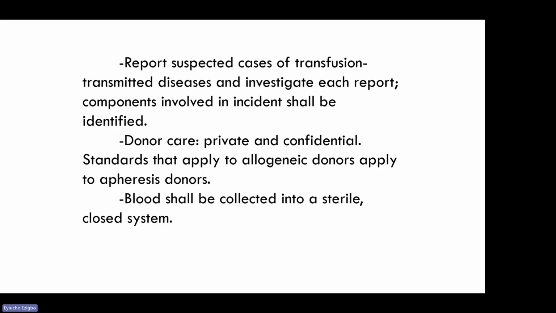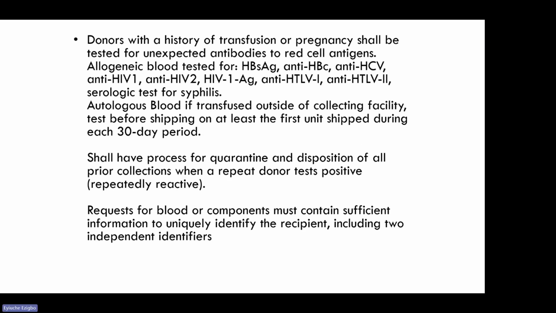So this is a summary of the processes that are involved. The breakdown of each of these steps that are involved in blood banking, you can download from the protocol for blood banks by WHO. Donors with a history of transfusion or pregnancy shall be tested for unexpected antibodies to red cell antigens. Allogenic blood is tested for hepatitis B, C, HIV 1 and 2, and some serological tests like syphilis. These are fundamental, like primary, the least that can be done, screening.